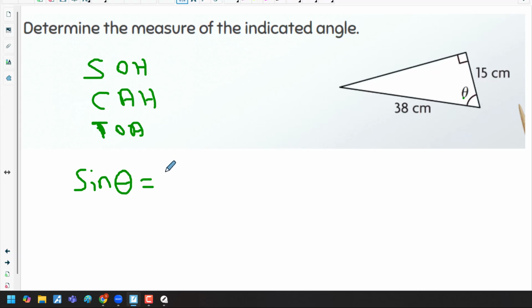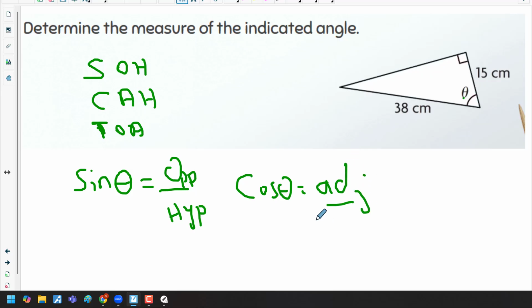So sine theta is equal to opposite over hypotenuse. Cos theta is equal to adjacent over hypotenuse, and tan theta is opposite over adjacent.